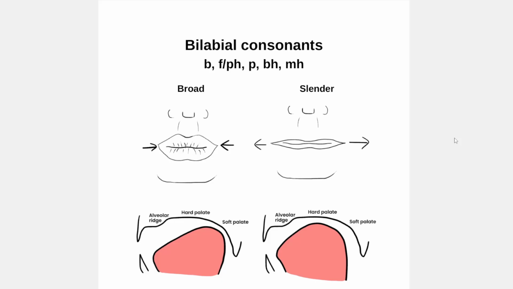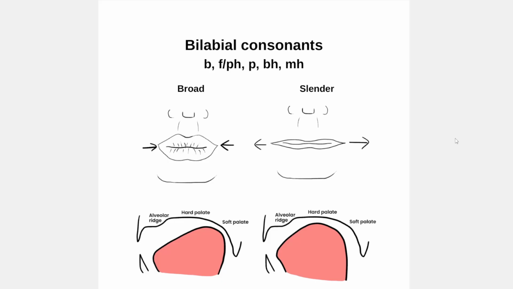The slender bilabial consonants, the lips are spread instead of rounded, so they're flattened and drawn outwards, and the tongue is raised towards the hard palate. That's the same position that your tongue moves towards when you pronounce the English Y.